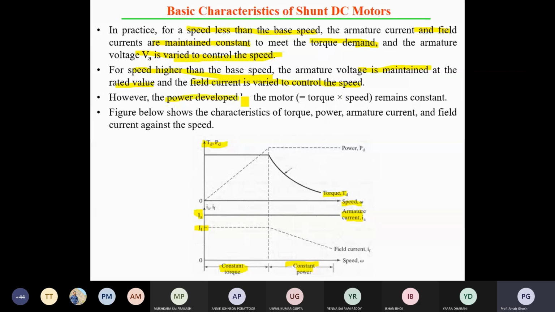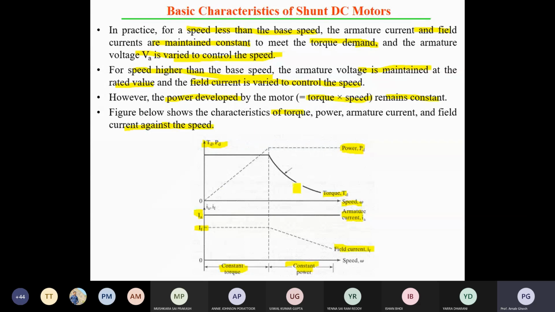The figure below shows the characteristics of the torque, power, armature current and field current against the speed. Okay, that you can understand. So it is your field current IF, and here you know that power is more or less fixed. Power P equals T into omega.